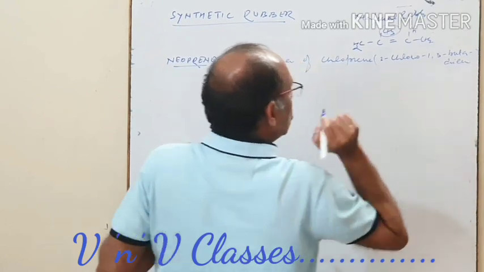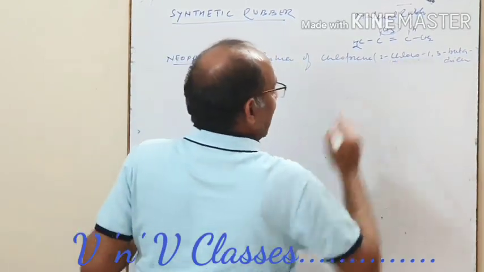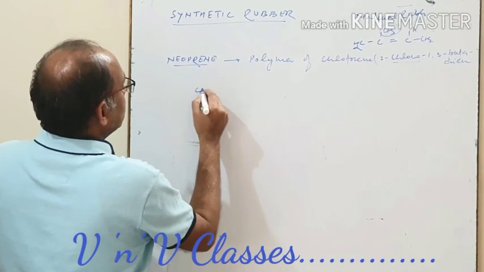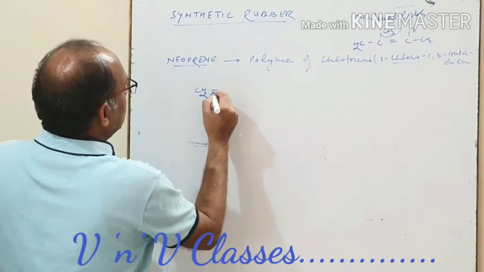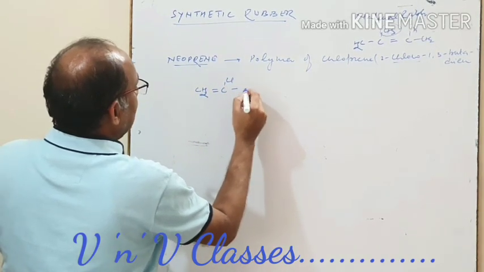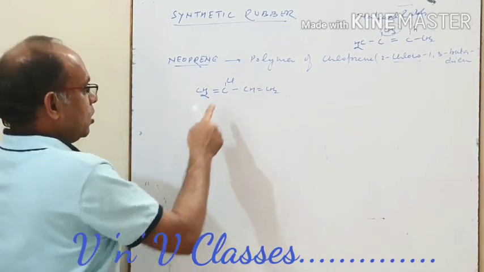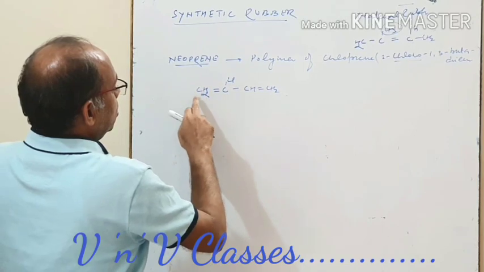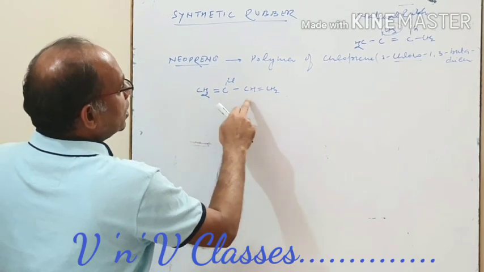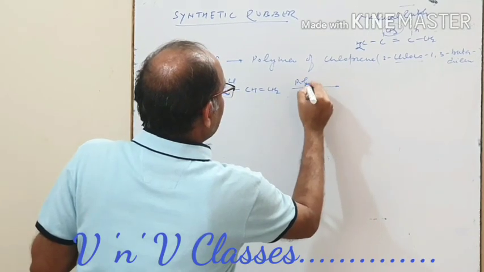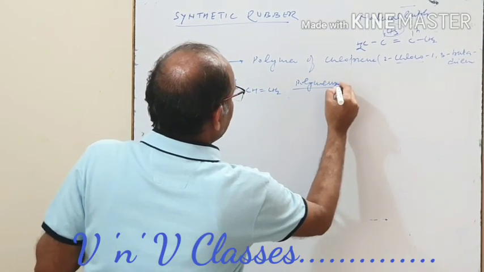Exactly the same, only in place of methyl we have chloro. You check its structure. This is CH2 double bond C, Cl, this is CH double bond CH2. Now this is 2-chloro-1,3-butadiene. Now it polymerizes.